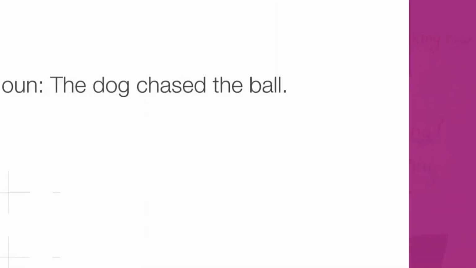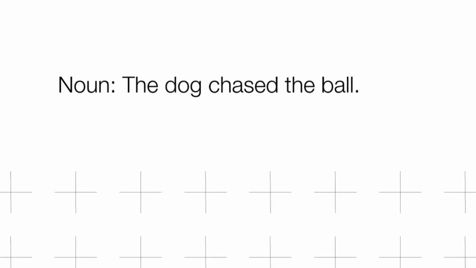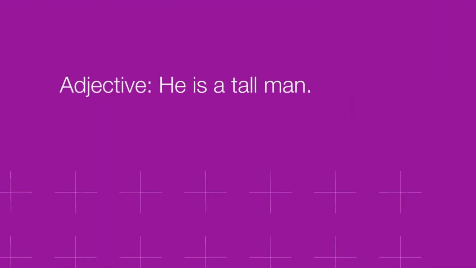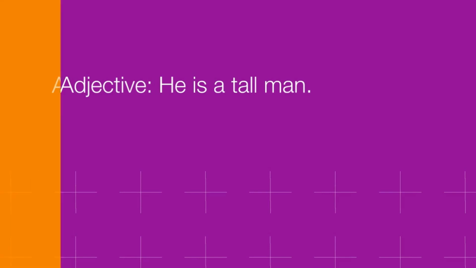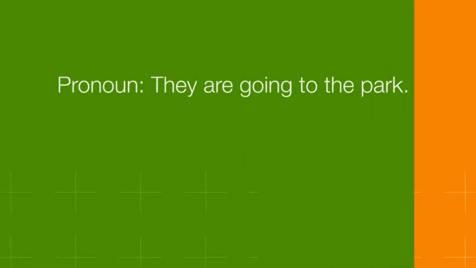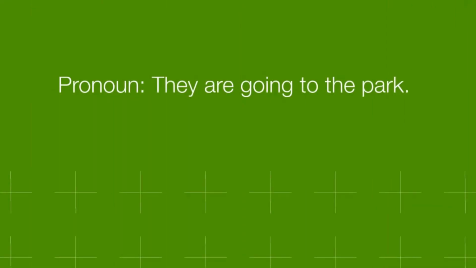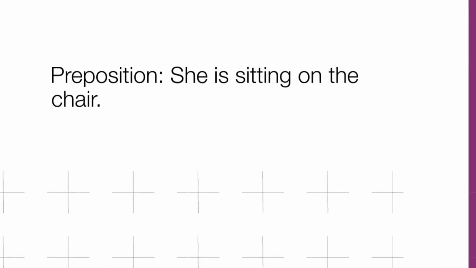So let's start with the examples. First of all, we discuss nouns. Nouns refer to people, places, and ideas, like the dog, chair, the ball. Verbs describe or express action. Adjective: he is a tall man. Adjectives describe or modify nouns and pronouns. Adverbs modify verbs and adjectives: she speaks softly. Pronouns are words that replace nouns and pronouns.